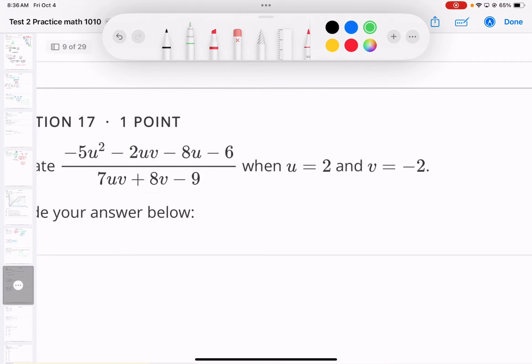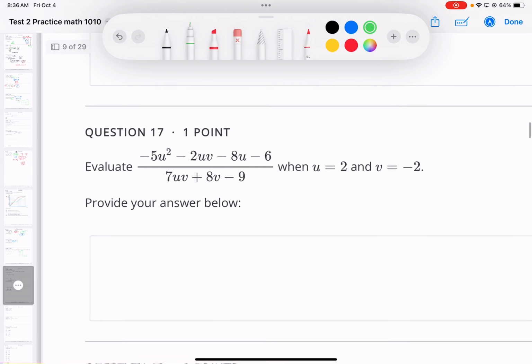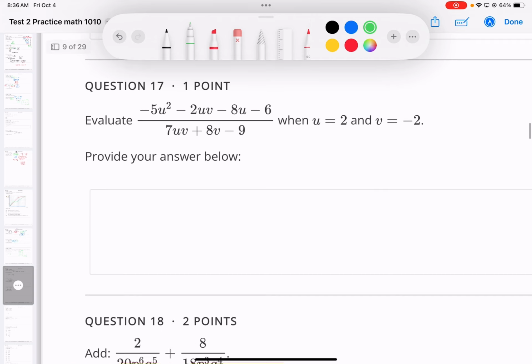Domain and range, we've done that one. We're just evaluating, so this is just substituting. Wherever I see a U, I'm plugging in a 2. Wherever I see a V, it's a negative 2. Remember, use your parentheses. Go slow. You should be able to plug this one in fairly quickly. Okay.